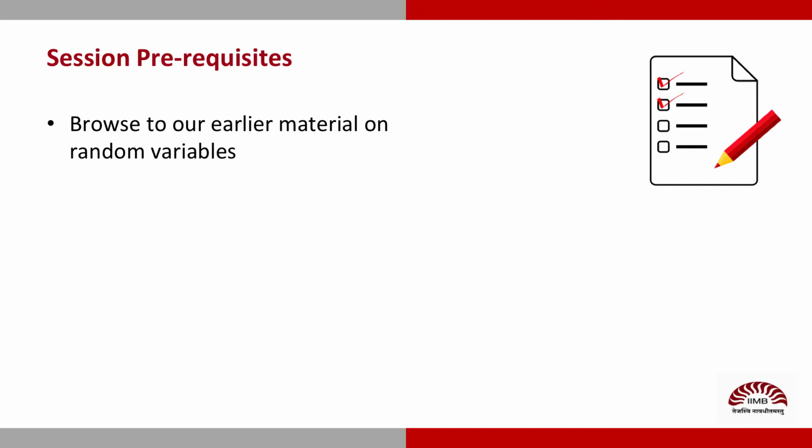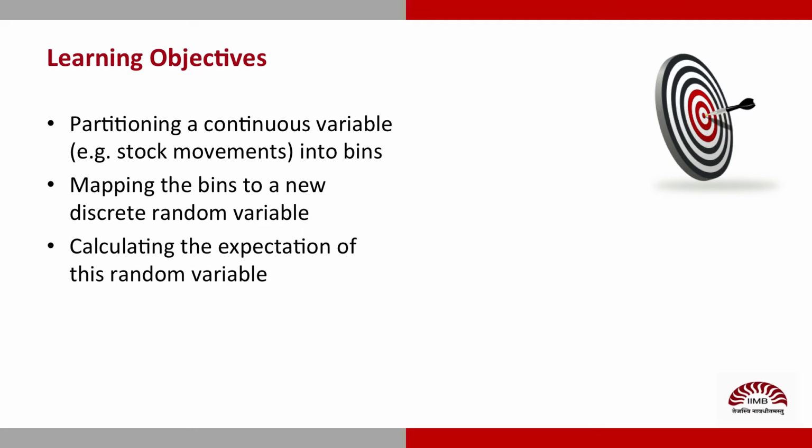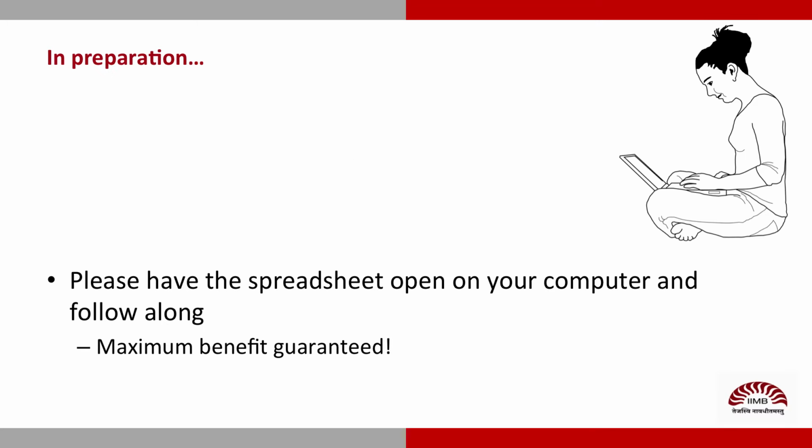Session prerequisites. Browse to our earlier material on random variables. Learning objectives. Partitioning a continuous variable, for example stock movements, into bins. Mapping the bins to a new discrete random variable. Calculating the expectation of this random variable. In preparation, please have the spreadsheet open on your computer and follow along.